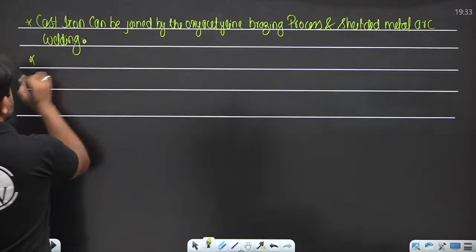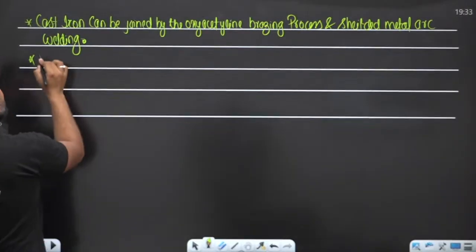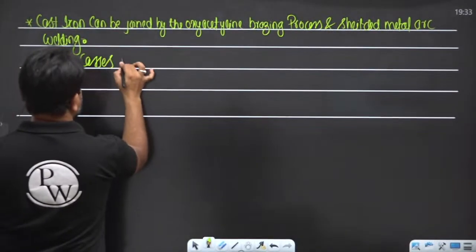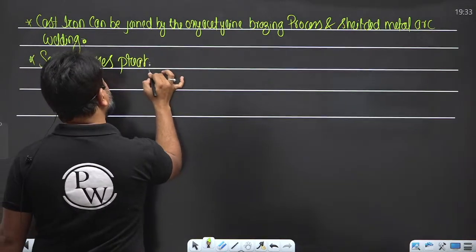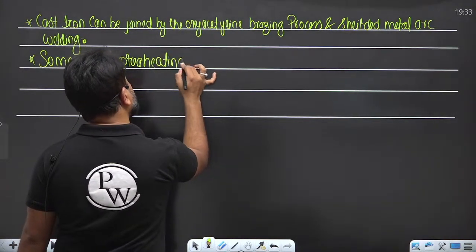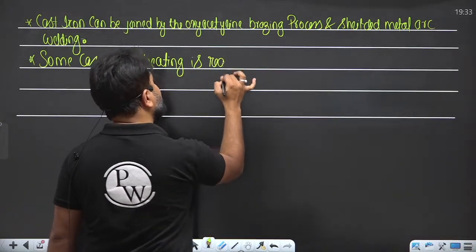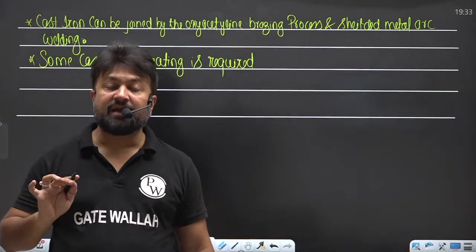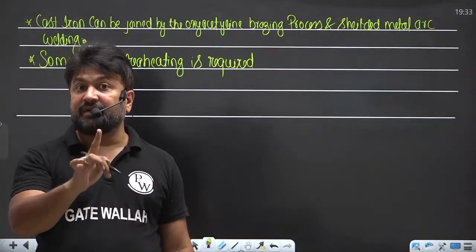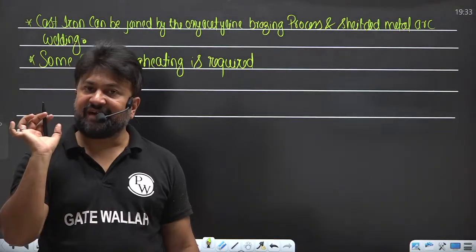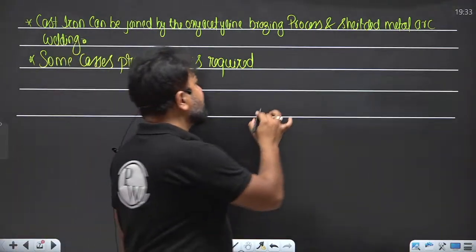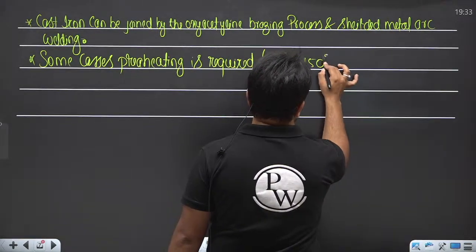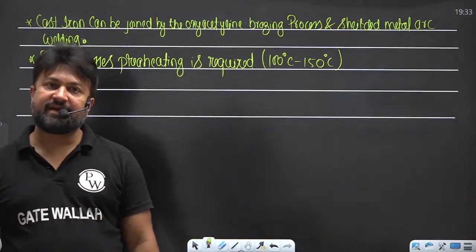In some cases preheating is not required, and in some cases preheating is required. Now preheating means you have to heat the base plate. Please be aware, you don't have to melt the base plate, you just have to heat it up to a temperature of 100 degrees Celsius to 150 degrees Celsius. This must be the required temperature.